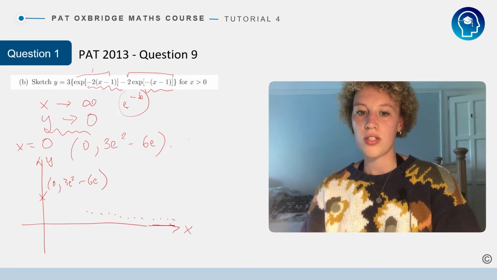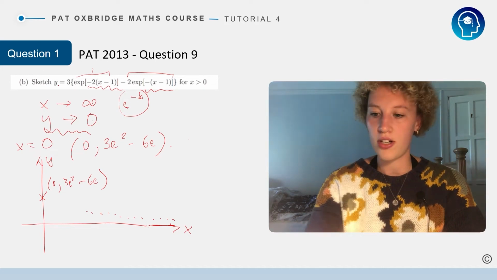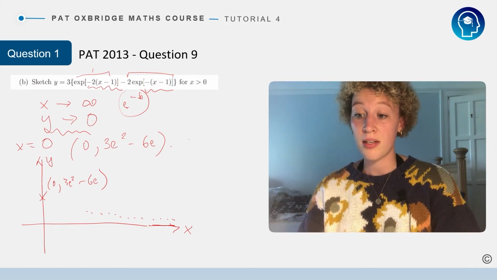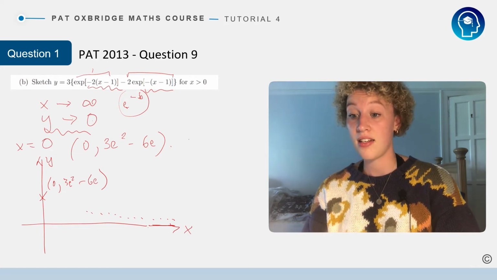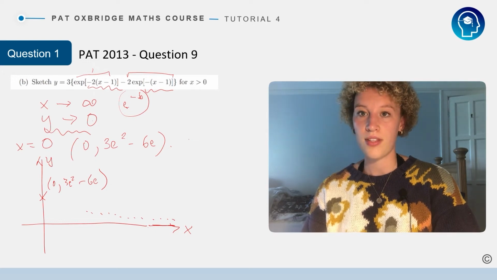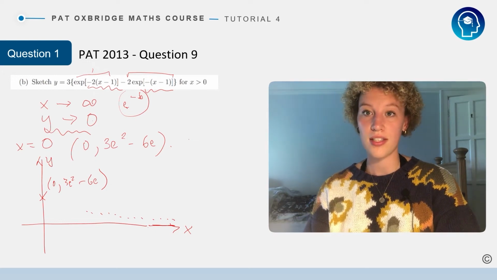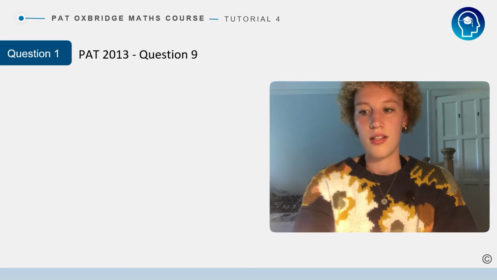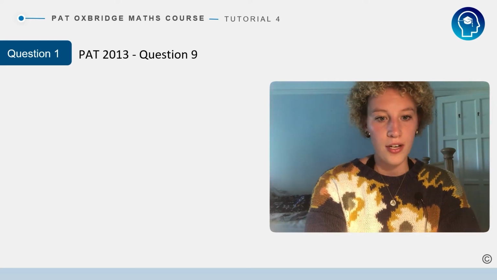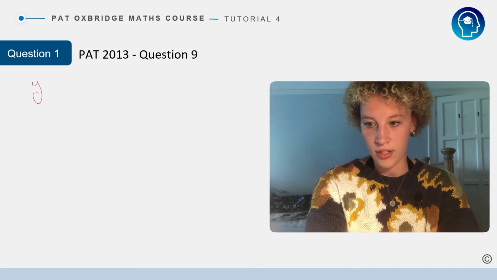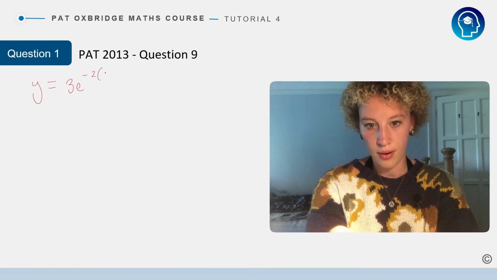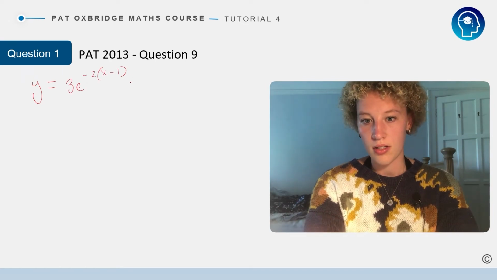So you just want to differentiate this expression up here to find the turning points, and then differentiate again to investigate the nature of these turning points. So we're going to do this in the next slide. So if we just remind ourselves of the expression, it's y is 3e to 2x minus 1 minus 6e to the minus x minus 1.